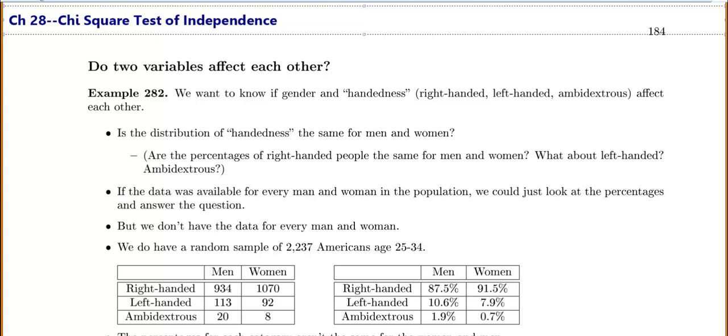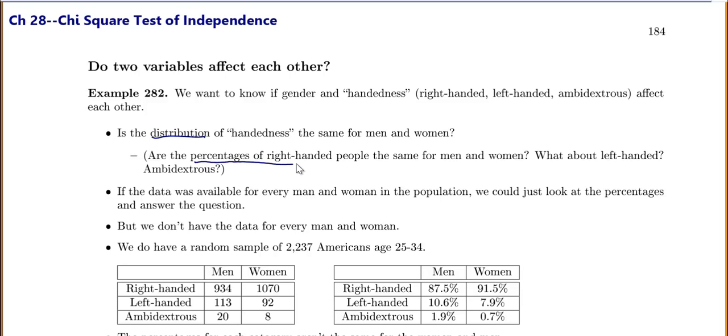So in other words, we might be asking something like, is the distribution of handedness the same for men and women? And when I say the distribution, it just means, are the percentages of right-handed people the same for men and women? What about the percentages for the left-handed people? Is that the same for men and women? The same for ambidextrous? Is that the same for men and women?